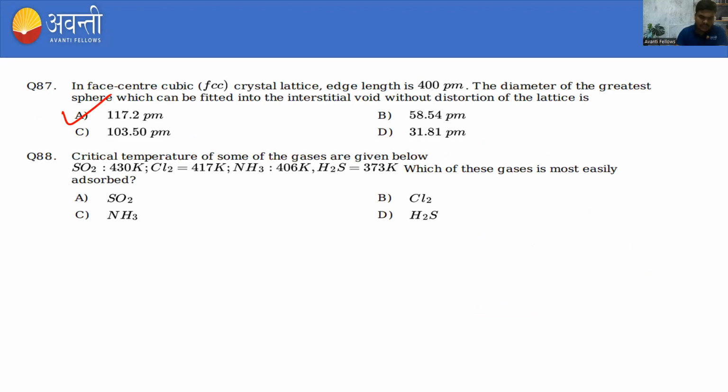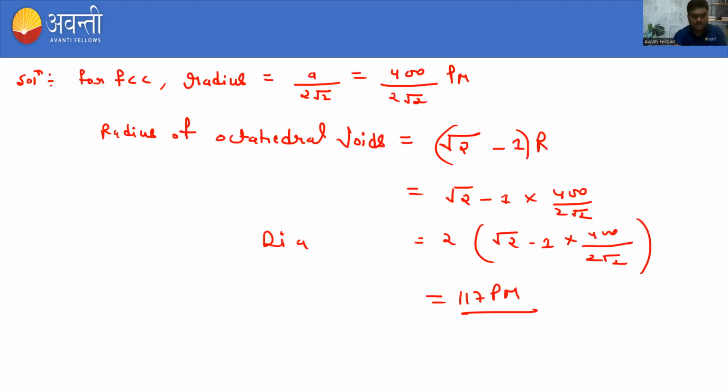Okay, now move to the next question. The critical temperatures of some of the gases are given below: SO2 430 Kelvin, Cl2 417 Kelvin, NH3 406 Kelvin, hydrogen sulfide 373 Kelvin. Which of these gases is most easily absorbed? We know that for SO2 the temperature is highest. The higher the critical temperature, the more easily the gas is absorbed. So the option is SO2, because the critical temperature is highest for SO2.